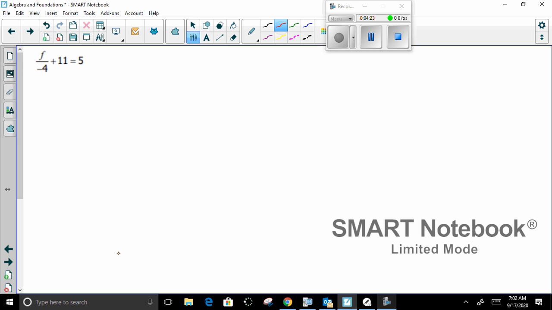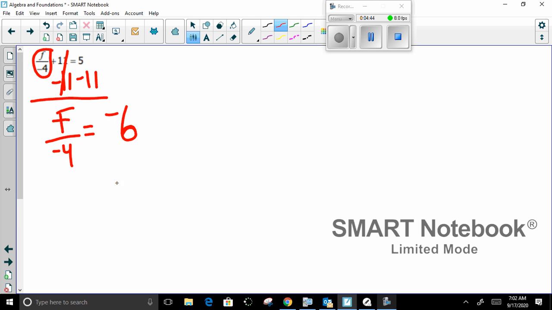All right, let's try a couple of these fraction ones. I see division and I see addition. You can't touch anything with f until you get everything else out of there. So get rid of that plus 11. The opposite of plus 11 is minus 11. That cancels, so bring down your f divided by negative 4 equals negative 6. If I want to finish getting f by itself, since it's up and down like that, that's division. The opposite of division is multiplication. So multiply both sides by negative 4.